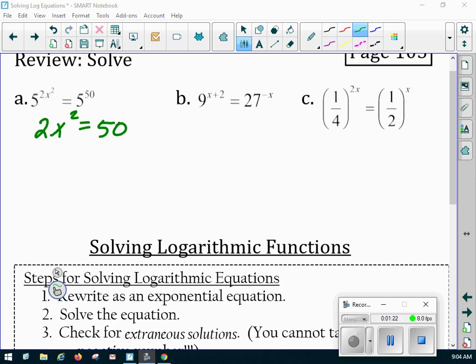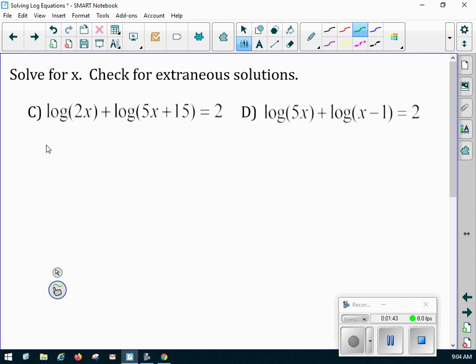So how did you solve it? What did you do? Divide by 2, and you end up with x squared equals 25. So x equals, be careful. You are taking the square root of 25. What's the square root of 25? Plus or minus 5.